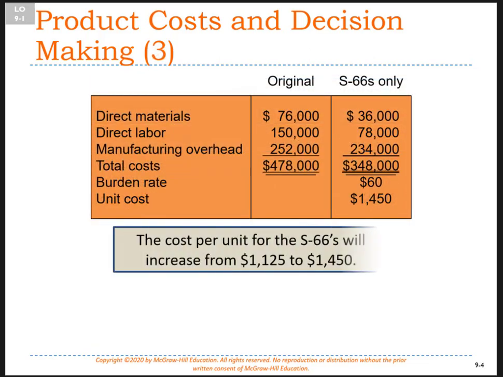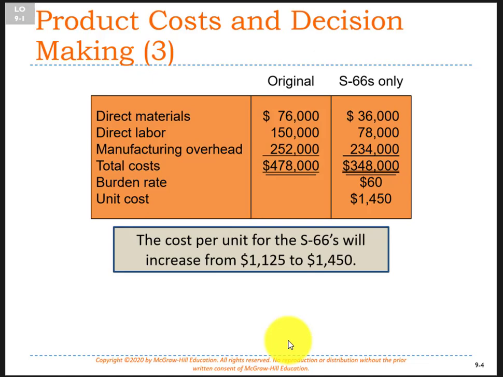And if we go with our plan and we get rid of the S72s and we only do the S66s, we do direct materials, direct labor, and that new estimate of overhead, we get our total cost of $348. All right, and our new unit cost, and that's this manufacturing overhead is $60 per direct labor hour, and our cost per unit will go up to $14.50 for the S66s. Why? Because now the S66s have to have all the overhead that was being allocated to S72s.